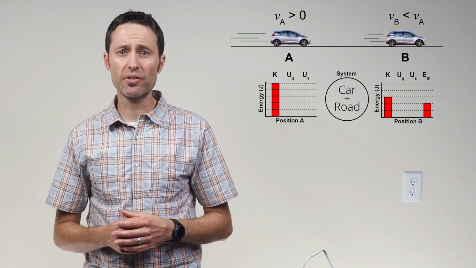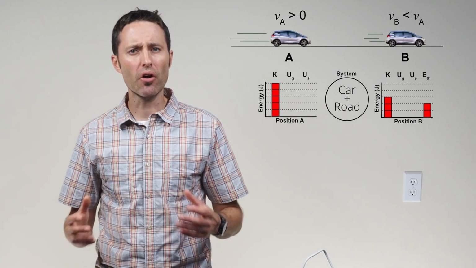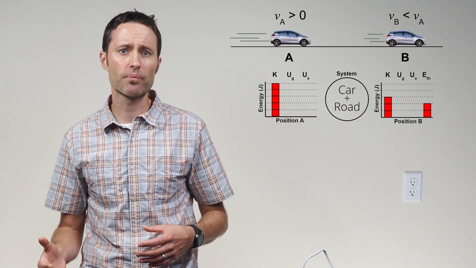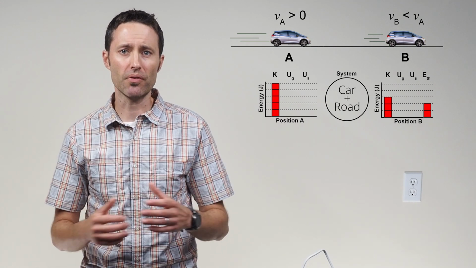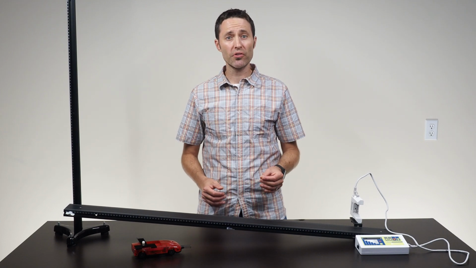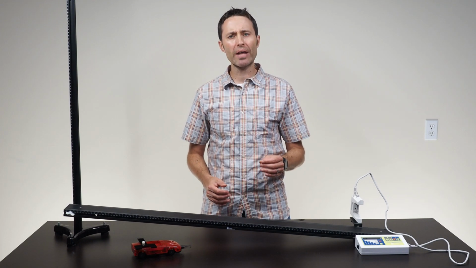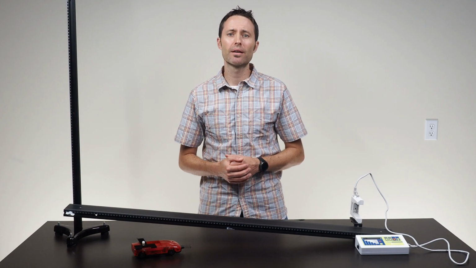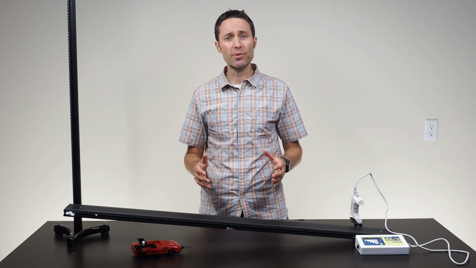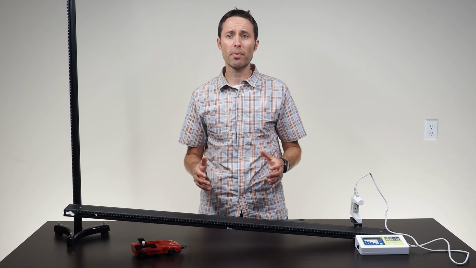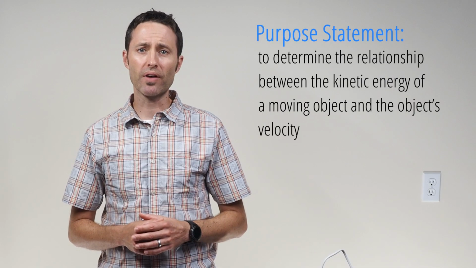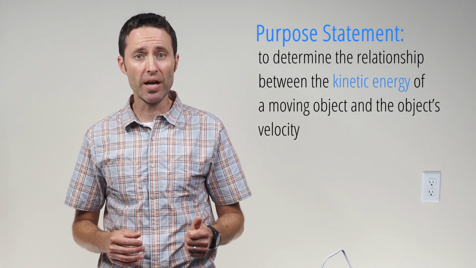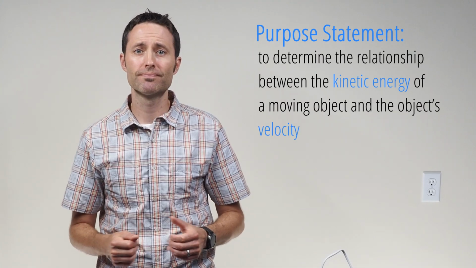If students already have experience with energy bar graphs, they already understand that faster moving objects store more kinetic energy and vice versa. They might just need to remind themselves of this fact. Tell students they're going to do a lab investigation that finds out how an object's kinetic energy is quantitatively related to its speed or velocity. This will give them an equation that will allow them to calculate the amount of kinetic energy stored by a moving object. Write the following purpose on the board: to determine the relationship between the kinetic energy of a moving object and the object's velocity.